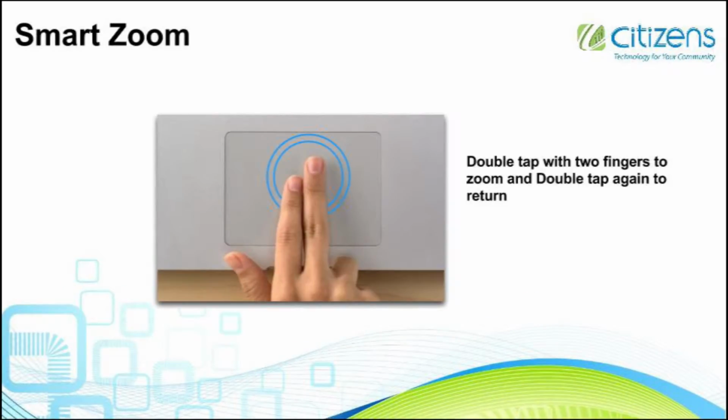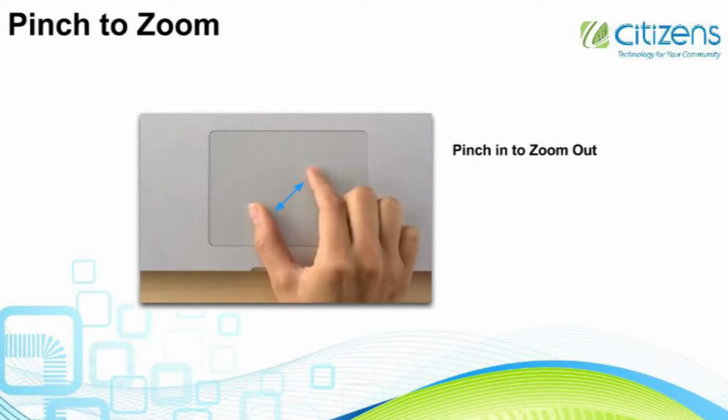Now a smart zoom: to zoom into something, you would double tap with 2 fingers to zoom, and then double tap again to return to the normal size. To zoom, you want to pinch out to zoom in and pinch in to zoom out. So it's a little opposite, which is a little confusing, but that's how you do that.